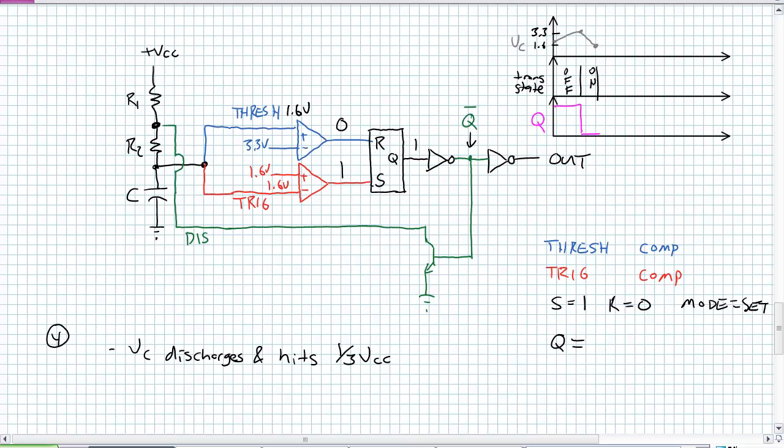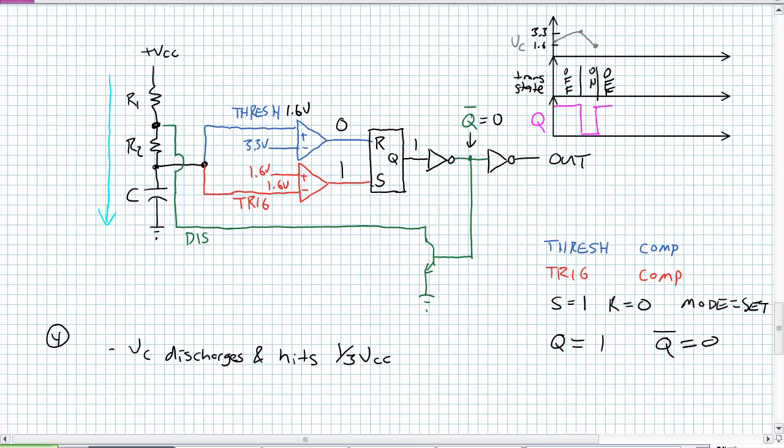It goes to 1, not Q goes to 0. And what does that transistor do? It turns off. Once that turns off, there is no discharge path. And what does it start to do? It starts to charge again. So Q has jumped up to 1 because it's been set. Not Q goes to 0. It turns off the transistor, and we're going to start to charge up.